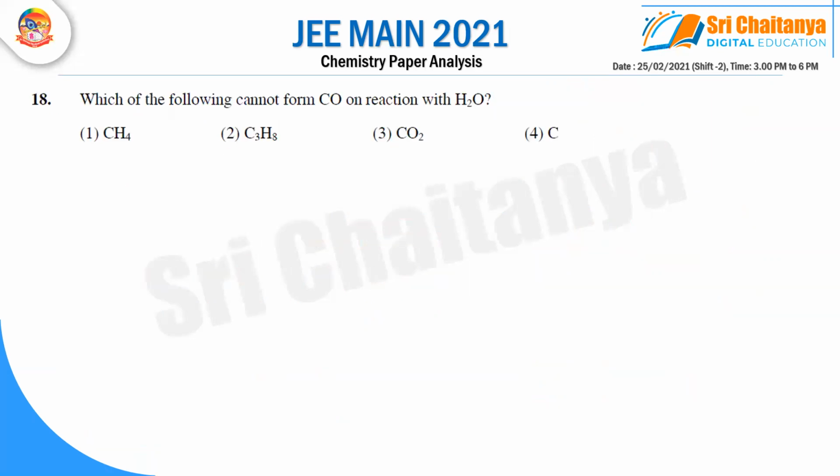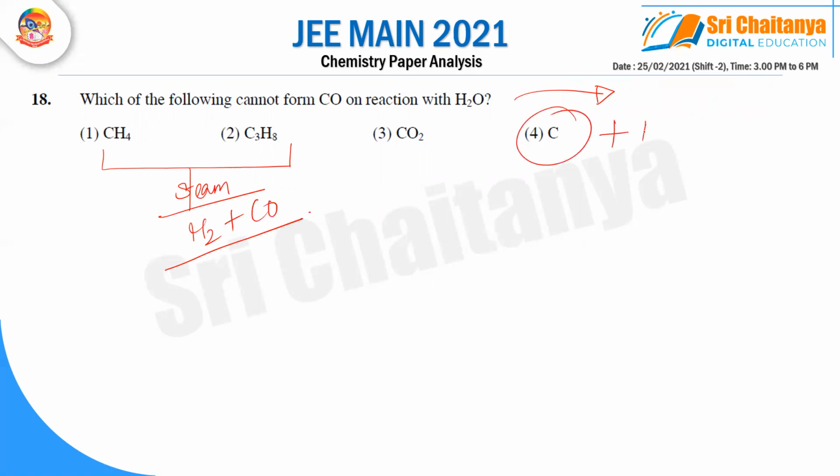Next we have, which of the following cannot form CO on reaction with H2O? Now this is coming from preparation of hydrogen in the chapter hydrogen. So hydrocarbons, whenever they are subjected to steam, we get hydrogen and CO. Carbon also, when subjected to steam, we get CO and H2. Remains this one. So this makes my answer.